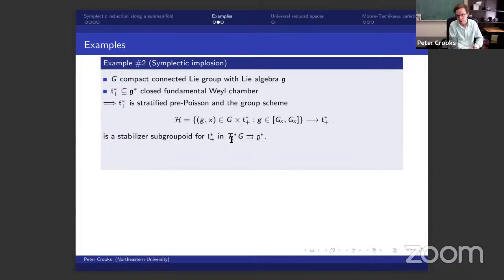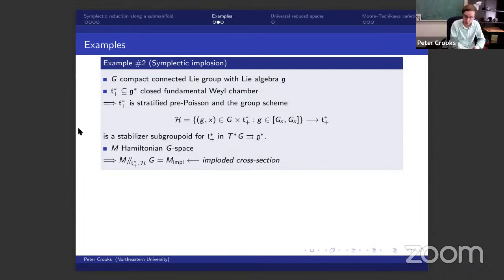Okay, so now if I have any Hamiltonian G-space, well, I can try to reduce it along this closed fundamental Weyl chamber with respect to that stabilizer subgroupoid. And if I do that, what I recover is this space, M_impl, which is the imploded cross-section of M as defined by Guillemin, Jeffrey, and Sjamaar. So symplectic implosion is a special case, if one is careful to take into account stratifications, of reduction along a submanifold.